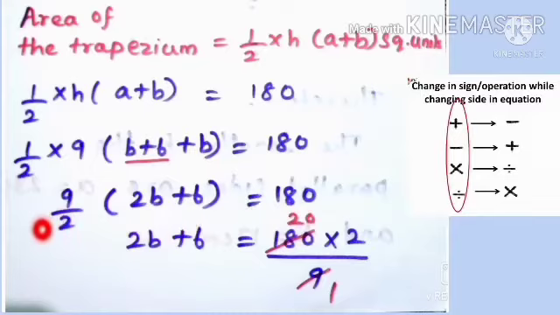And here this 9 by 2, when it crosses the equal to sign by transposition method, multiplication becomes division and division becomes multiplication. So 9 becomes 1 by 9 and 2 becomes 2. So that is 2B plus 6 is equal to 180 into 2 by 9. So 9 by 2 becomes 2 by 9 when it crosses the equal to sign. Now we are cancelling 180 by 9. So here it is 20 in the numerator and in the denominator it is 1 times. So 2B plus 6 is equal to 20 into 2, thus we get.